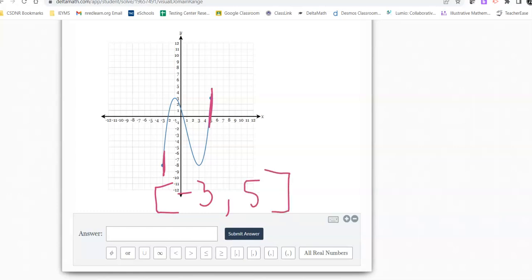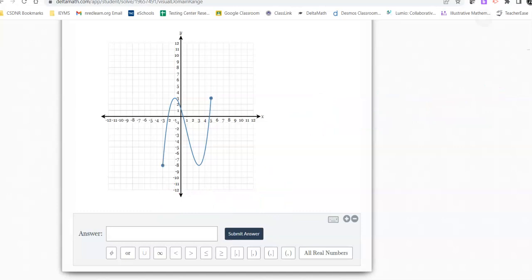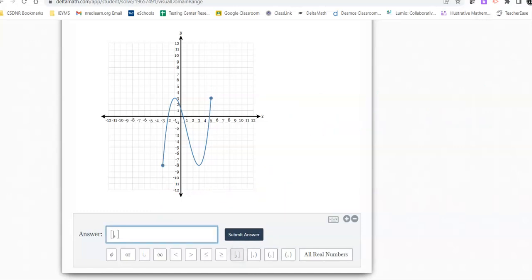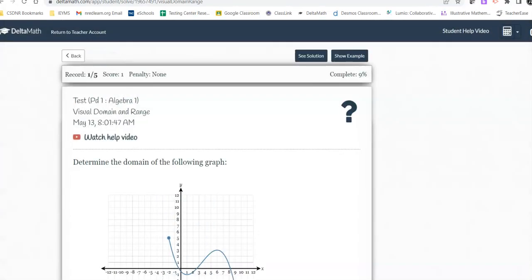So you could write your solution like that, or, since it's domain, you put an x in the middle. And since they're both solid, we put equal to signs. You put your lowest number on the left and your highest number on the right. So -3 to 5. I'm going to type that here. And we'll try one more. Let's see what we get this time.